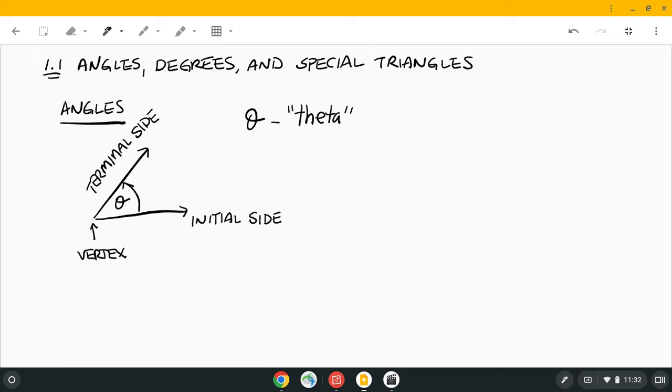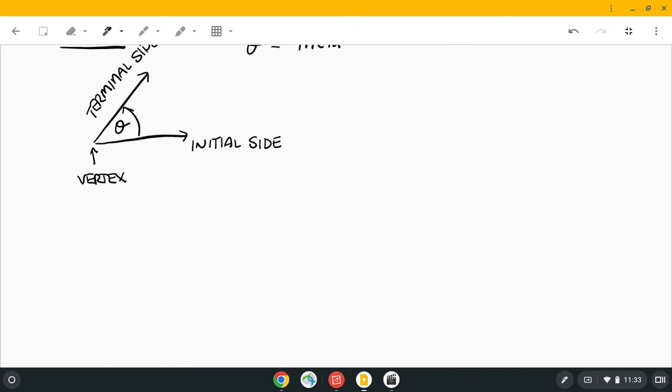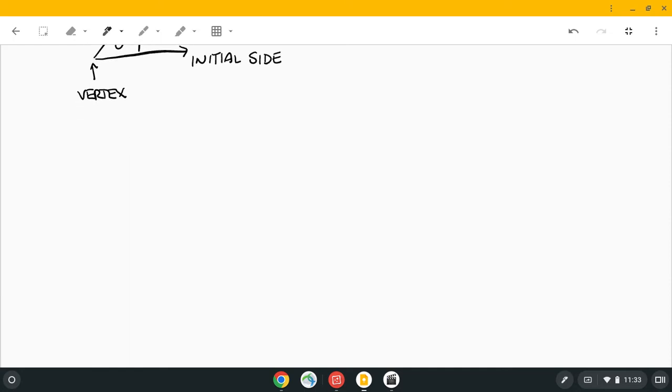Now, depending on the way that the angle opens up, so like this one here, we see it opens upward. So this one would have a positive sign. But it is possible to have an angle with a negative measure. Okay, so let me move this up. You can pause. If you ever feel like I'm going too fast, just hit the pause button.